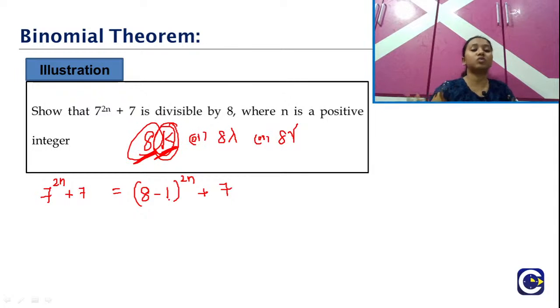So now here we have to do the same thing. We have to represent that in such a way that this entire term is equal to 8 lambda or 8k, something like that, in order to show that this 7 power 2n plus 7 is divisible by 8. So that's the overall hint here.